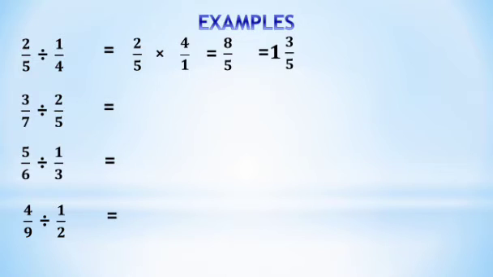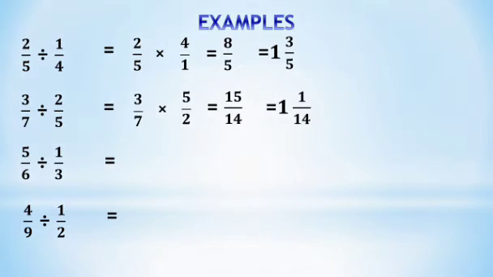Let's see the second example. Here our dividing fraction is 2 upon 5. We will reciprocal 2 upon 5 and change the division symbol into multiplication. Now we will multiply the numerators together and the denominators together. So we will get in the numerator after multiplication 15 and in the denominator we get 14, which after changing to mixed number will become 1 upon 14.